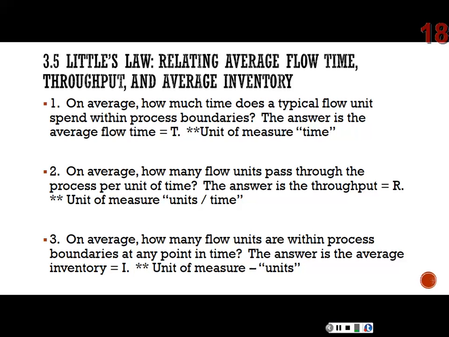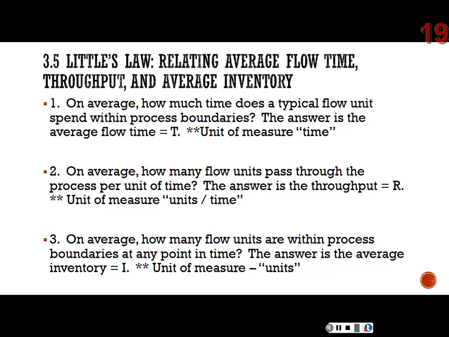So here's the key things, if I were you, that I would really try to focus on when you're reading a problem or when you're thinking about your project or when you're writing up your project. You need to have consistency in your units of measure, okay? So on average, how much time does a typical flow unit spend within the process boundaries? The answer is the average flow time, which is equal to T, which your unit of measure is time. So if I say that it takes 10 minutes, right, from the time a unit enters the process until it exits the process, 10 minutes is flow time, okay?